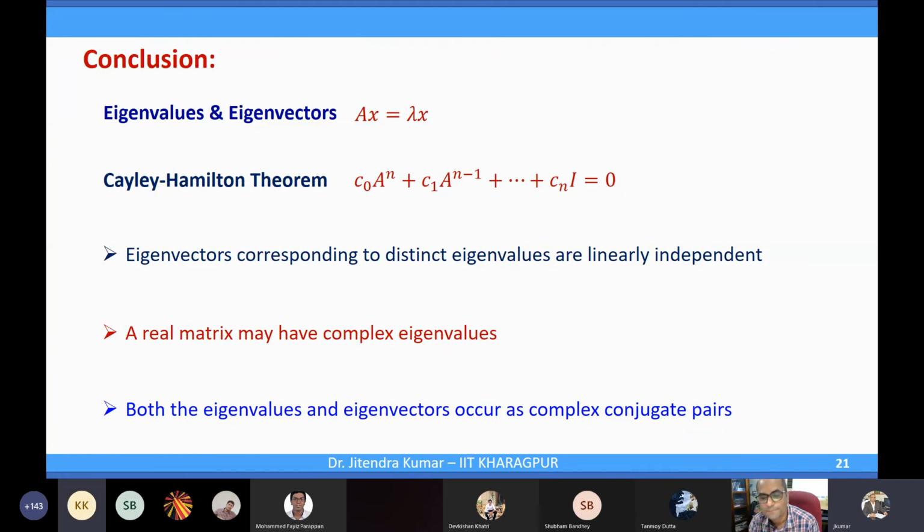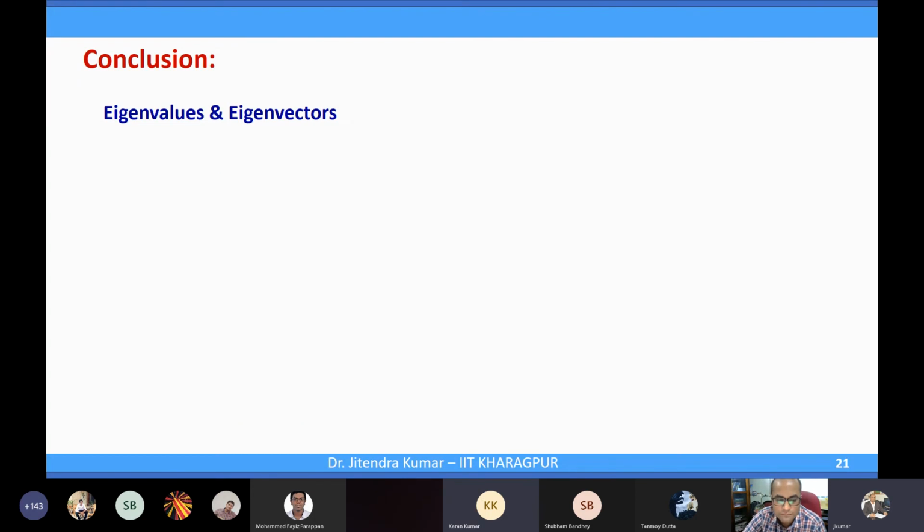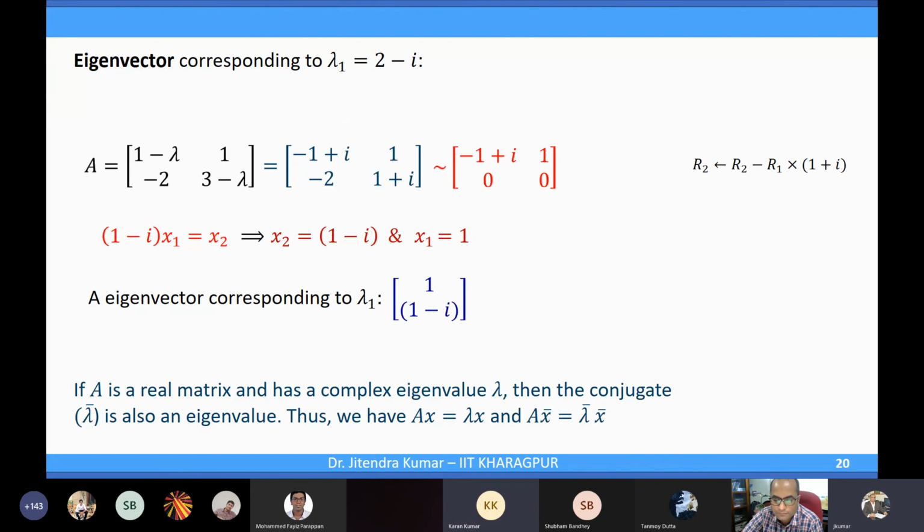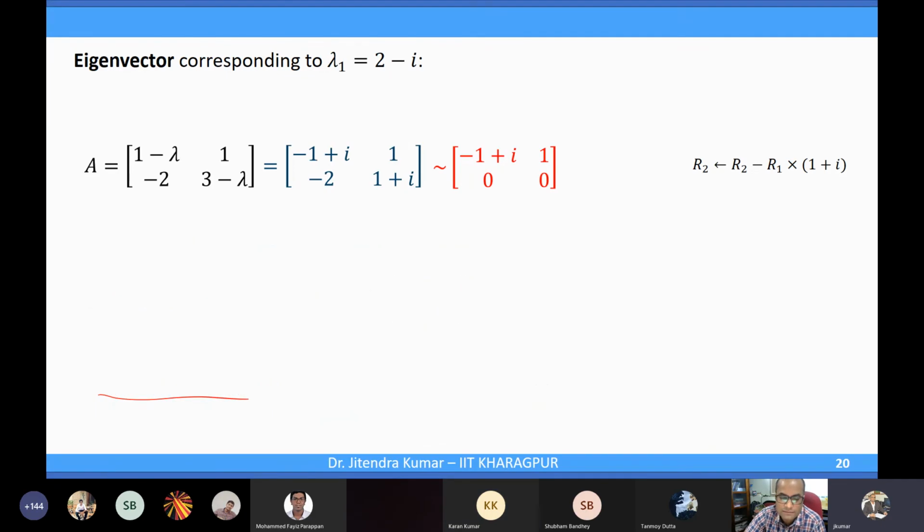So can you show the previous page, that real property? Sir, here you have written that the conjugate of matrix A is A itself, I think. Because A is real. But A has complex entries? No, A is a real matrix. Okay, okay.